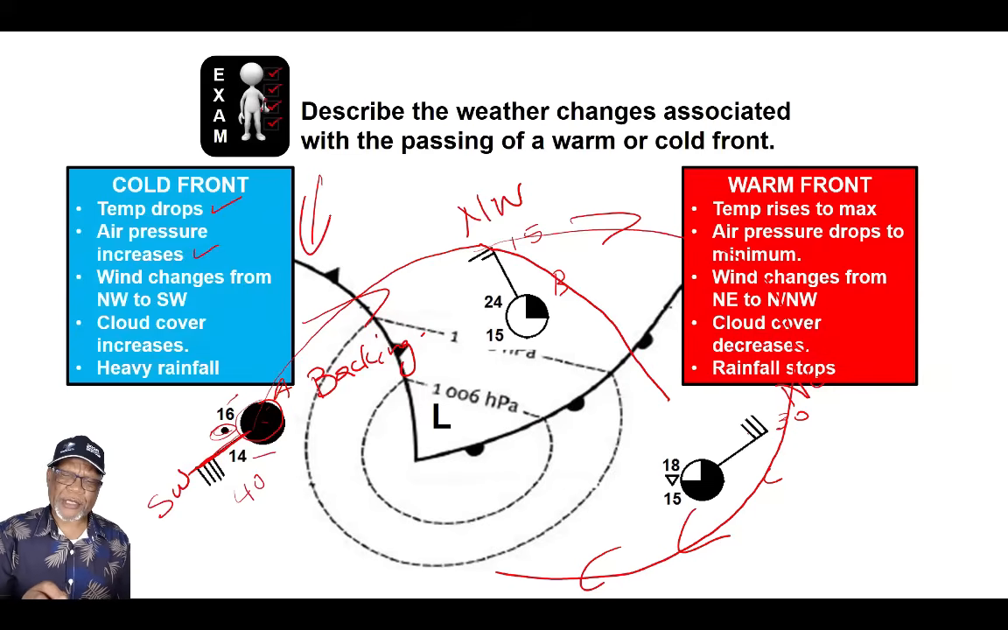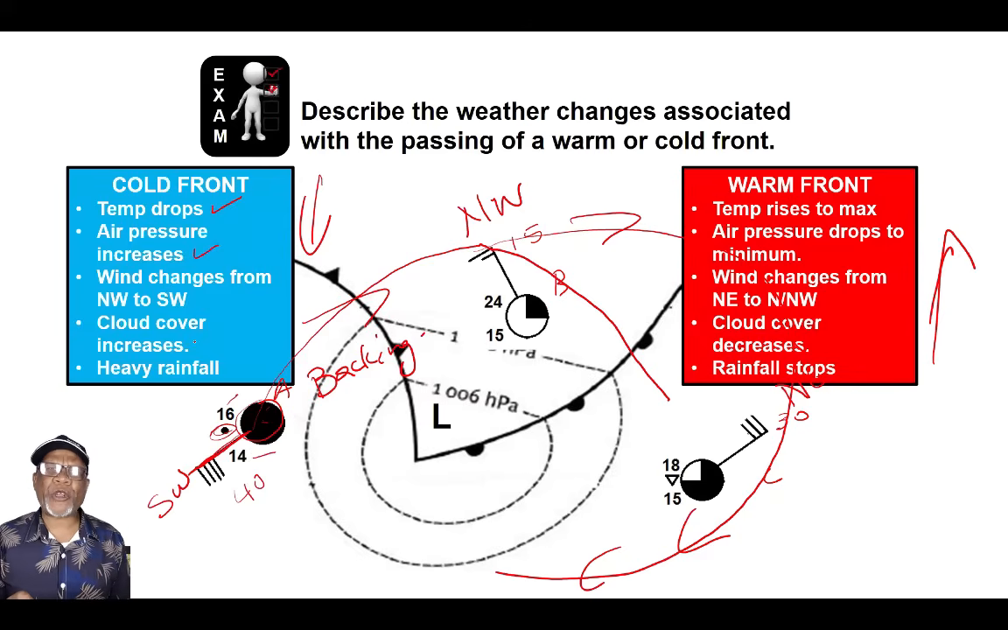And now you can see the wind changes in direction. That is because of that clockwise circulation. The cloud cover is going to increase because rising air will condense. Rising air condenses and increases cloud cover, and we can experience precipitation. We can experience heavy rainfall.